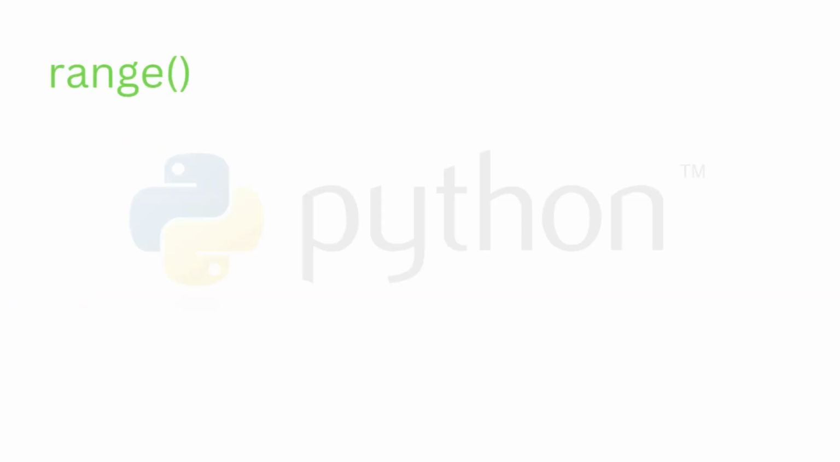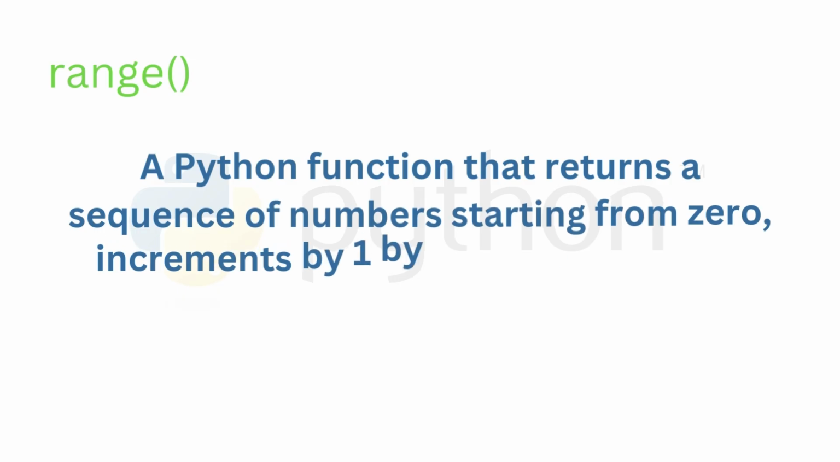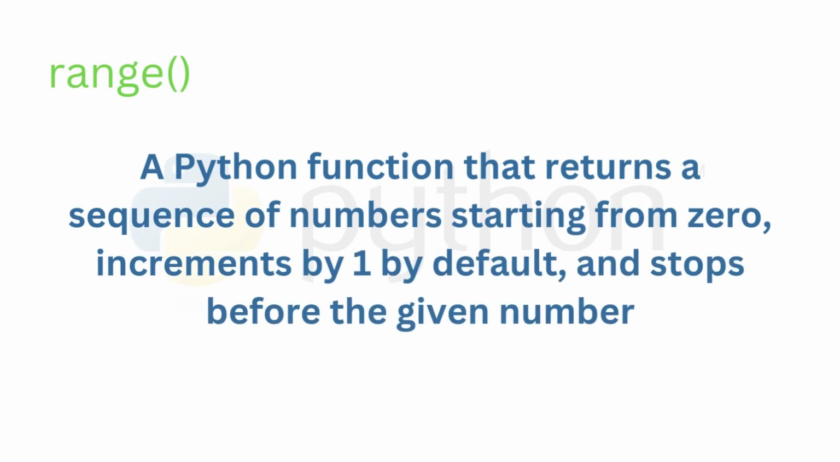Okay, now let's examine the range function. The range function is a Python function that returns a sequence of numbers starting from 0, increments by 1 by default, and stops before the given number.